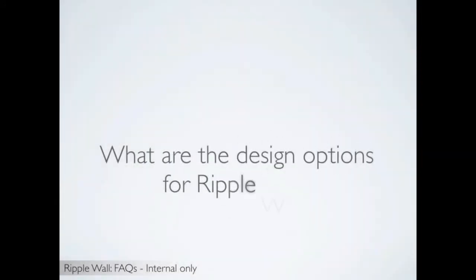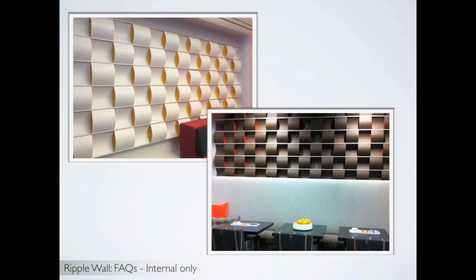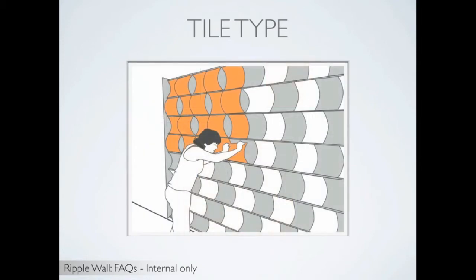What are the design options for Ripple Wall? There are a number of design options for Ripple Wall, and many of them are similar to the options for Woven Wall and Wave Wall. First is the tile type. There are 2 types of tiles, ripple tiles and shadow tiles. The ripple tiles are the ones that face the front, and the shadow tiles create the backing of Ripple Wall. Remember that there will be half as many shadow tiles as ripple tiles because the shadow tiles are only placed behind the convex ripple tiles, not the concave.